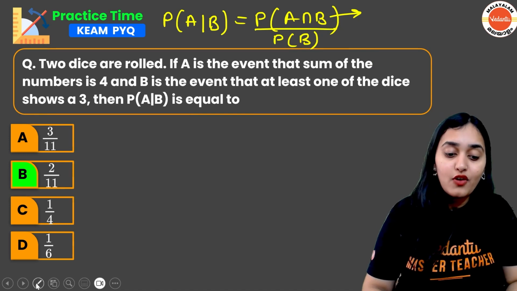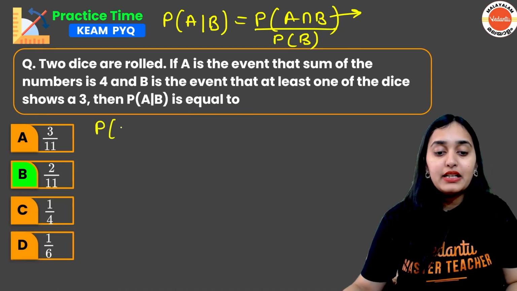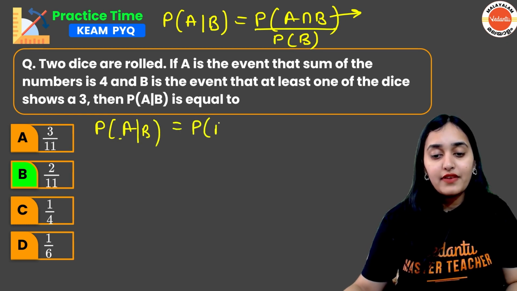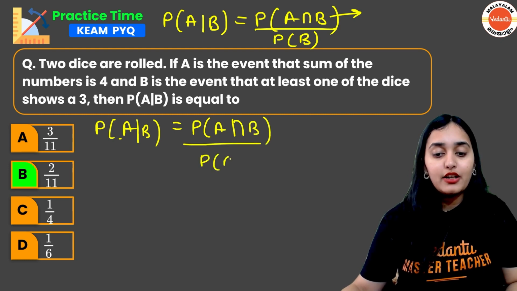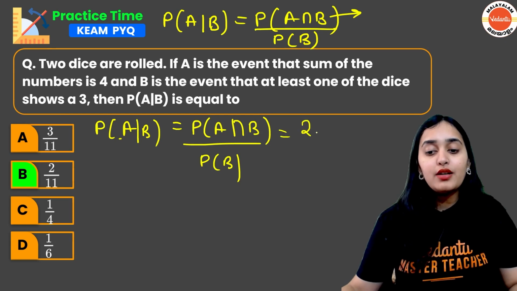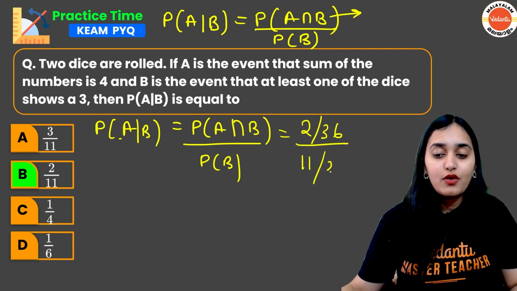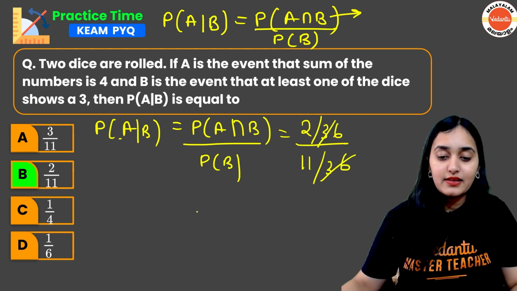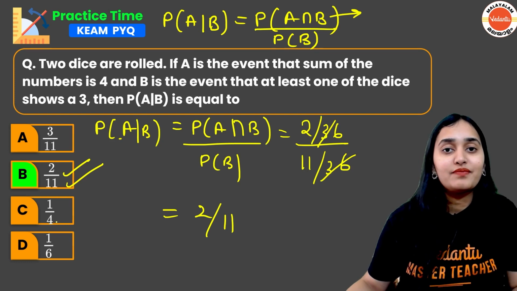So we have the formula. Hence, probability of A given B is probability of A intersection B upon probability of B. A intersection B, what is common between them? Only 2 out of 36. What is probability of B? 11 out of 36. 36 cancel. You get 2 out of 11. Option B is your right answer.